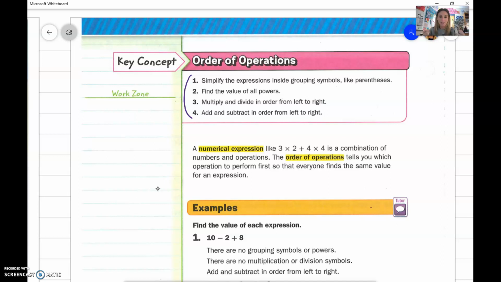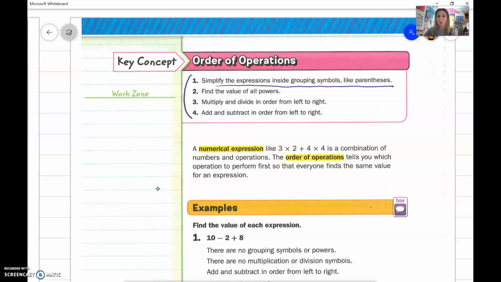It's going to be embedded in your head. You're going to hear me say it all the time. The first thing you're doing is simplifying the expression inside the group using symbols like parentheses. Then you're going to find the value of all the powers, which is your exponents. And then you're going to multiply and divide, whichever comes first from left to right, like when you read. And then you're going to add or subtract in order from left to right, how you read.